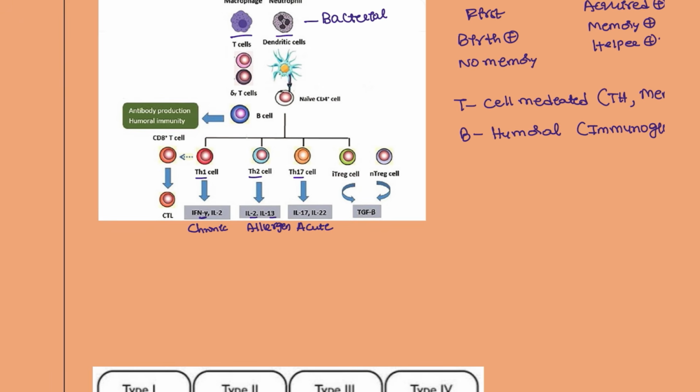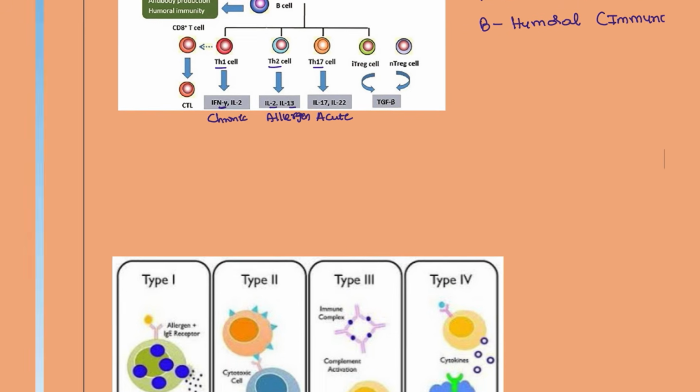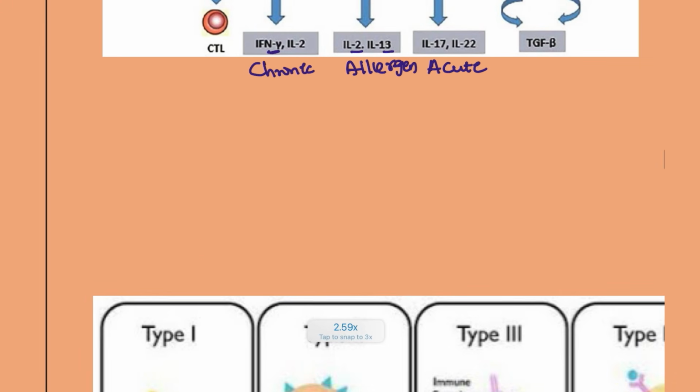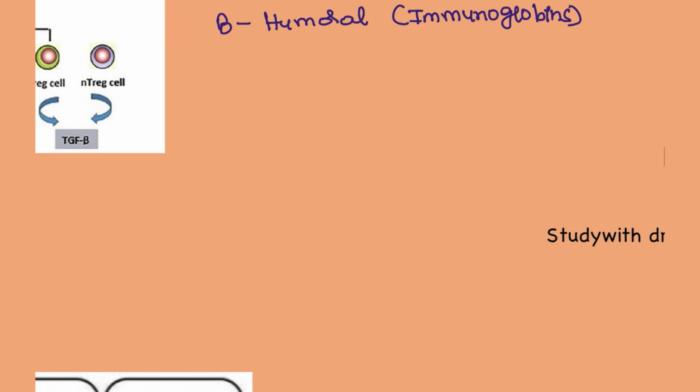The one thing that you have to remember next is how these cells are going to activate the immunoglobulins. How are the immunoglobulins activated? For example, let's say this is the B cell, and the B cell has a special ligand. That ligand is CD40.